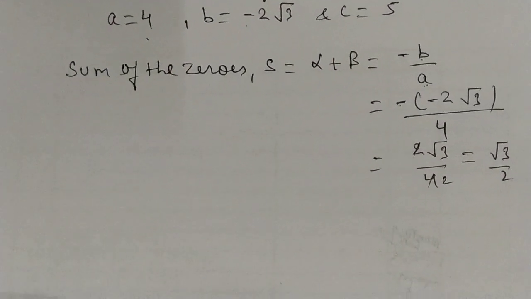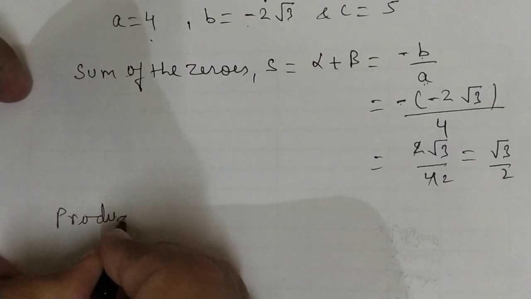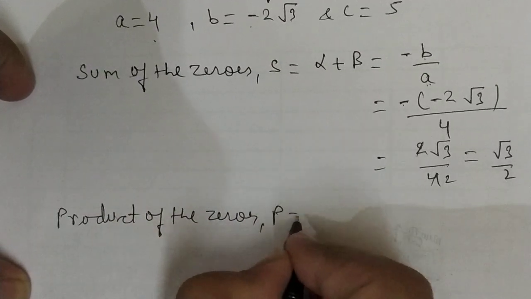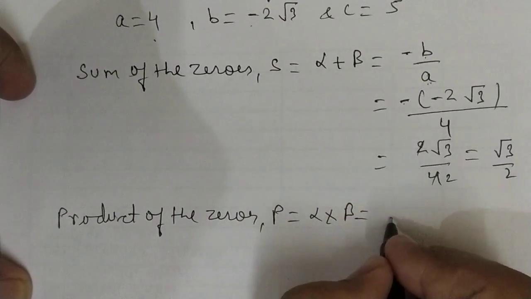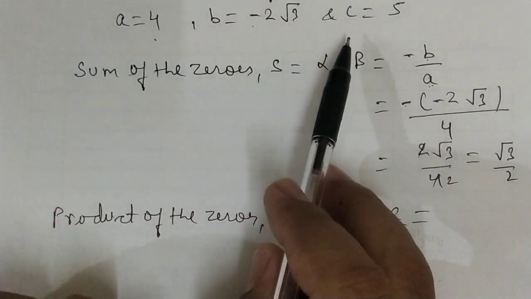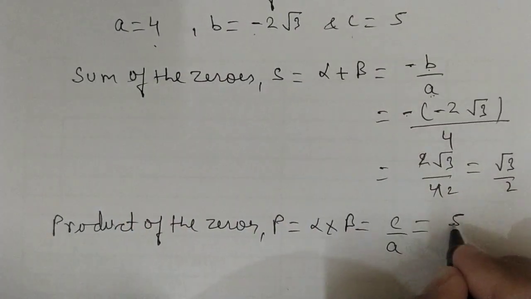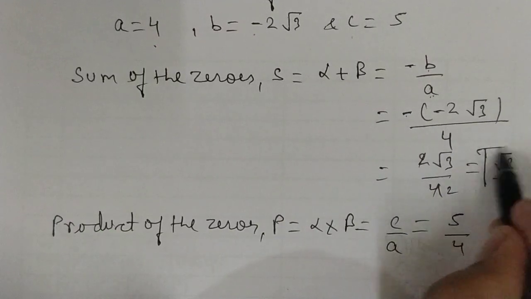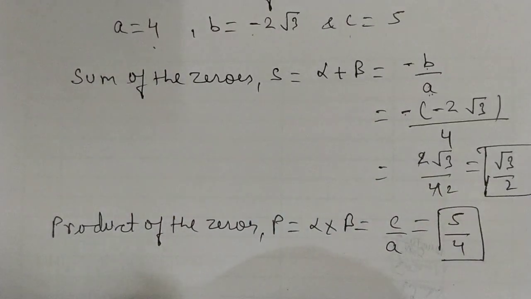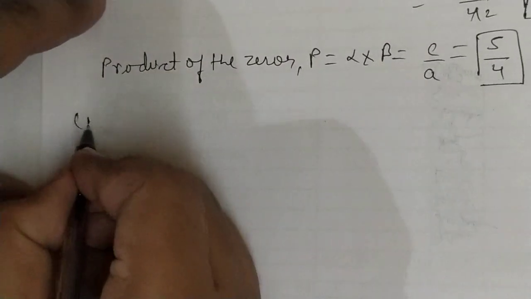In the same way, by using the product formula, the product of the zeros means p, alpha into beta. You have to use the direct formula, that is c by a. If you see here, c is equal to 5 and a is equal to 4. So 5 upon 4. Is this clear? So the first answer: the sum is root 3 by 2 and the product is 5 by 4. Clear? Next, the second question.